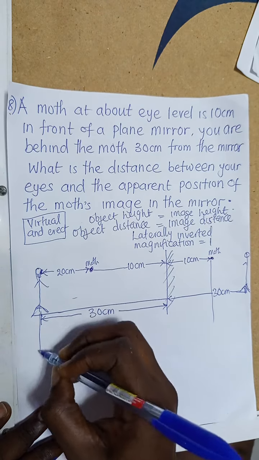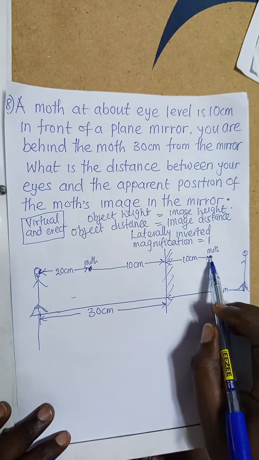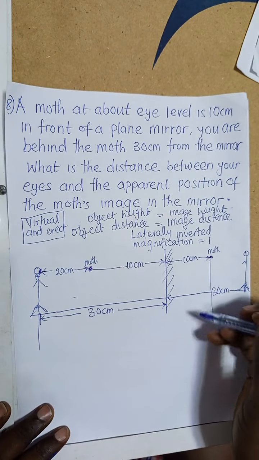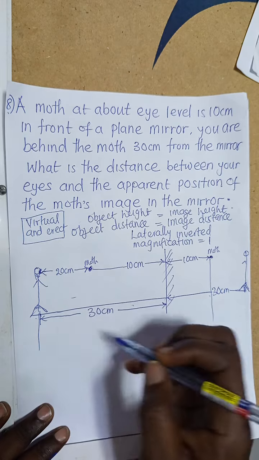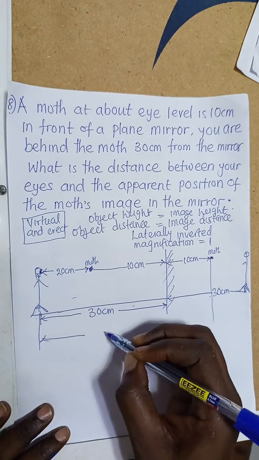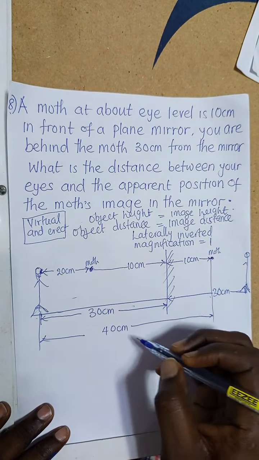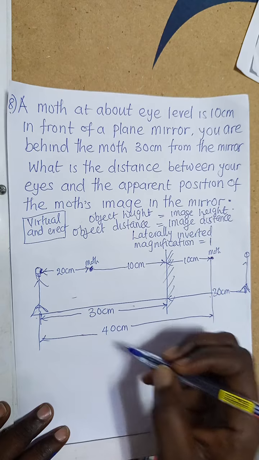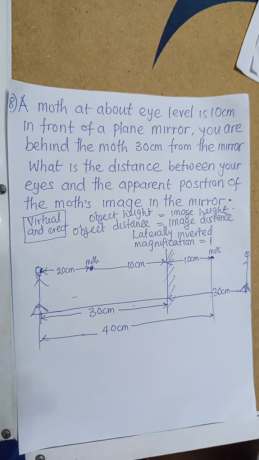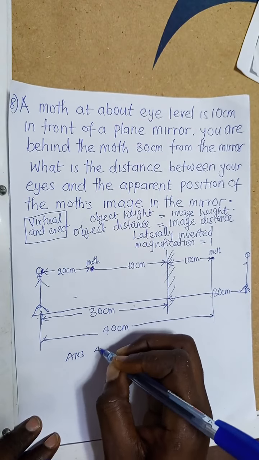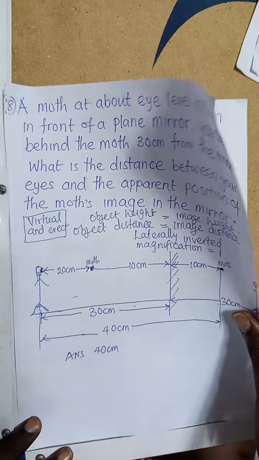So what is this distance now? There are 2 ways you can calculate it. Either you say 10 plus 10 plus 20, or you say 10 plus 30. So from here to this place will just be 40 centimeter. From the eyes to the apparent position of the mood image is 40. So the answer is 40 centimeter.